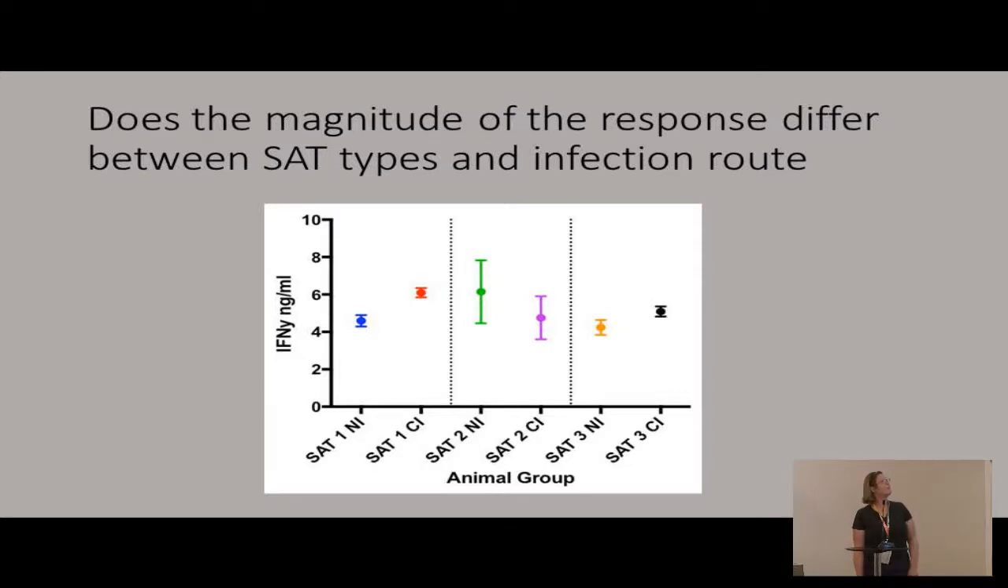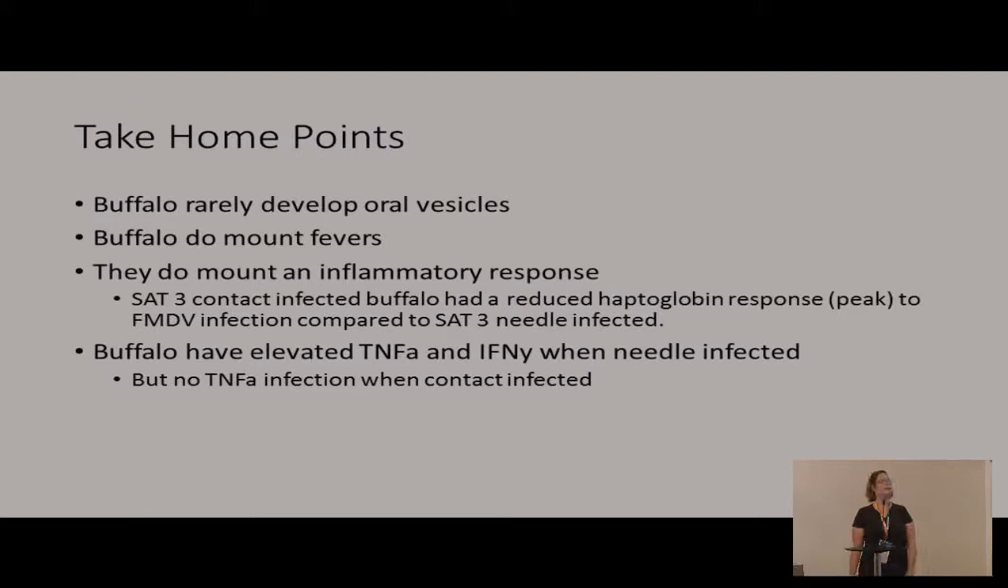So what does all this mean? Buffalo rarely develop vesicles, as everyone has said for years. Great. They do mount fevers, they do mount an inflammatory response, and they do have elevated cytokines. What's interesting to me is that although we say they're subclinically infected, because they don't develop lesions, which is true, they do have this entire inflammatory immune cascade occurring post-infection, including fevers, which is a bit of a clinical sign. Why they don't develop oral vesicles, but do develop the same acute phase response as cattle, is quite interesting to me and not at all what I expected to see.